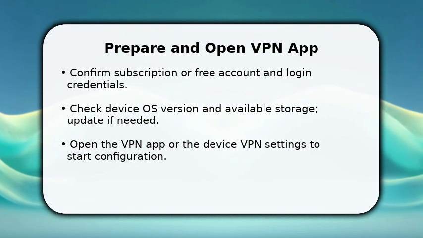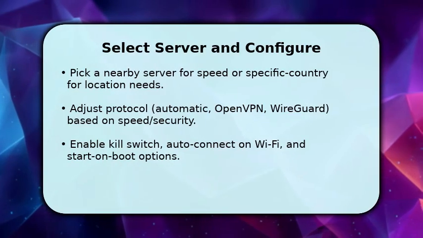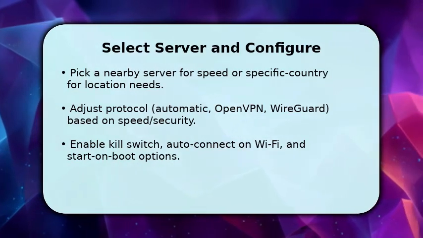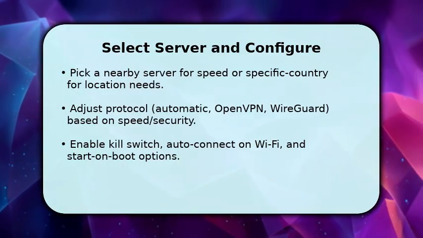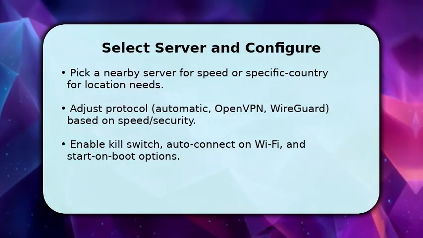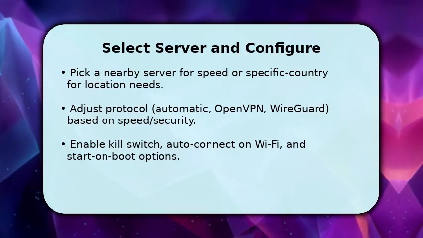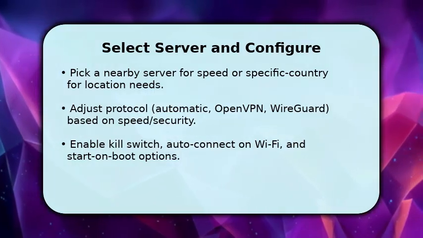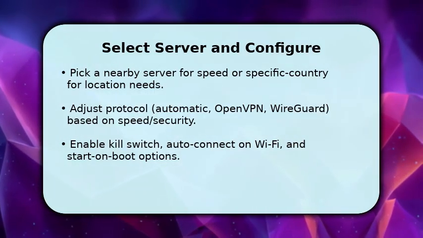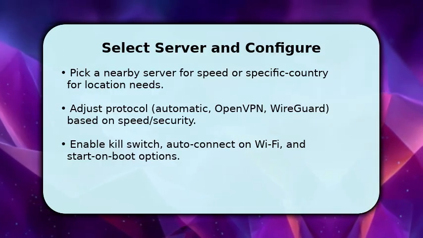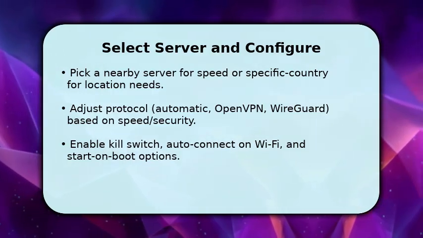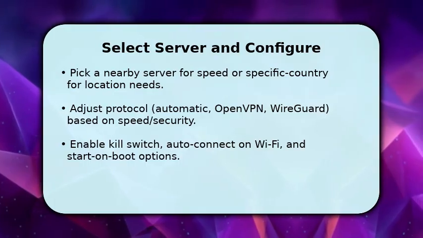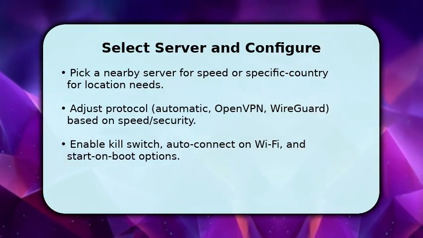Now you pick a server. Choose a nearby one for speed or a particular country for access. Next, configure the protocol. Automatic is fine for most, but choosing WireGuard or OpenVPN can improve speed or compatibility. Make sure to enable the kill switch so your traffic stops if the VPN drops, and turn on AutoConnect for untrusted Wi-Fi. Once these settings are set, save them and prepare to initiate the connection.